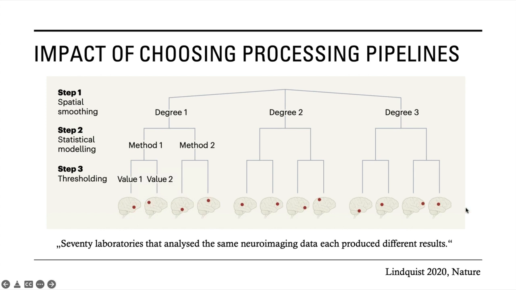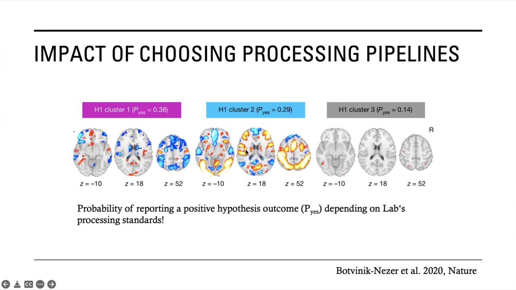which leads to completely different peak activity patterns over the brain. So this is really problematic, as you can imagine, because we have exactly the same data, but the kind of processing and statistical model will impact your results greatly. This is for one hypothesis in the study. The probability to report a positive hypothesis as yes depends on the processing standards. So they found for one hypothesis different clusters of labs which have applied a more liberal, in this case, or more conservative processing steps, which impacts the probability to report a positive hypothesis.